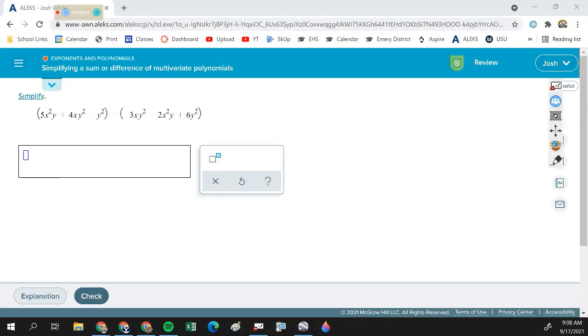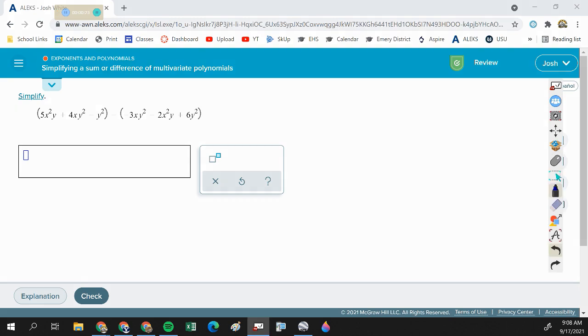Today we're working on 2.1 and we're going to be simplifying polynomials. We have two trinomials. They each have three terms. Which terms can you put together? How do you know if you can put a term together? The variables and the exponents have to match.